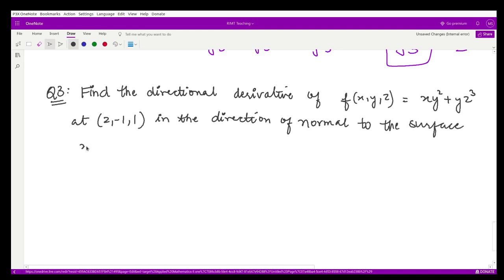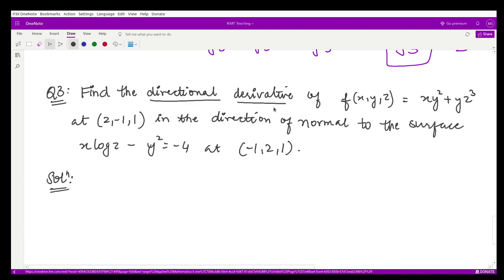The surface is given to be x log z minus y square is equal to minus 4 at the point minus 1, 2, 1. So here you should identify what is given to you first in order to calculate this directional derivative. So you are to calculate the directional derivative. So that means this is your scalar point function f at this point. So the point is given to you, the surface is given to you.